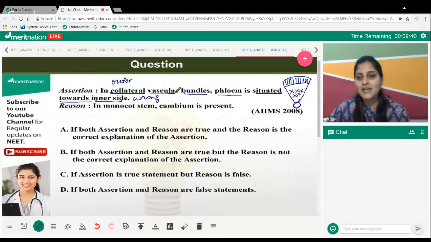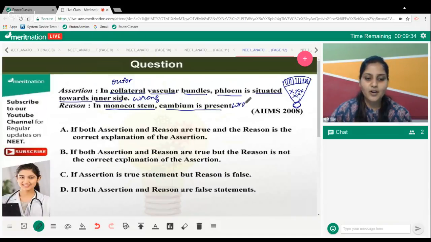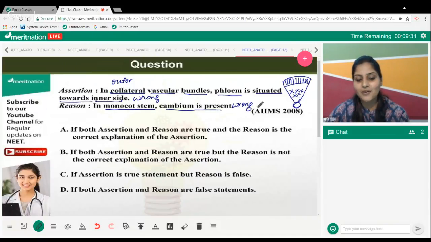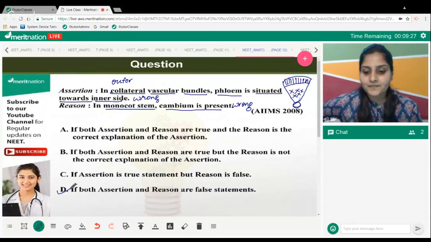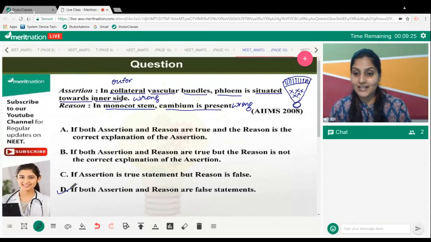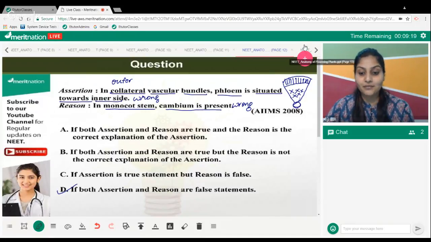Yes, many people are giving me the right answer. I'm so happy. In monocot stem, cambium is present. No, this is false. Cambium cannot be there. This is a wrong reason. So D is right. Very good, very fine. From these answers of yours, exactly, Meghna, there is no cambium. The reason is wrong, as well as the assertion. I can see many of you have a good concept of anatomy.